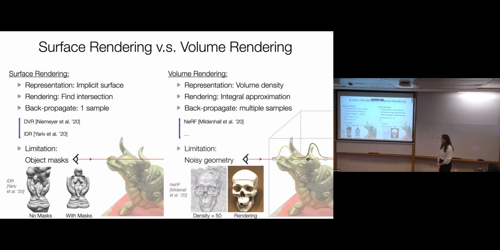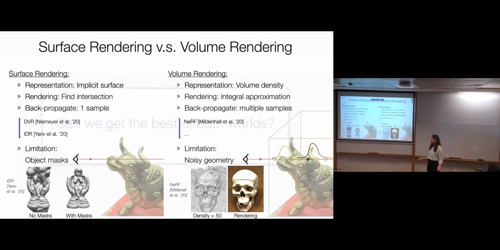And so really the main limitation of volume rendering, as we saw, is that the geometry is not really reliable in representing the scene. If we take some threshold over the density, even though the rendering looks perfect, the surface is not well reconstructed from the density.